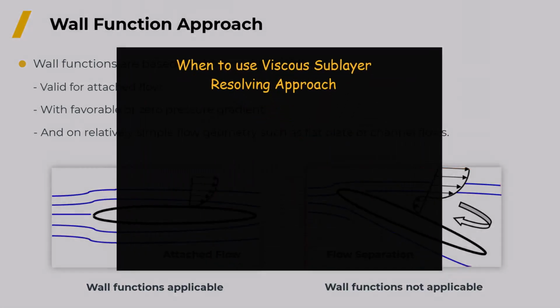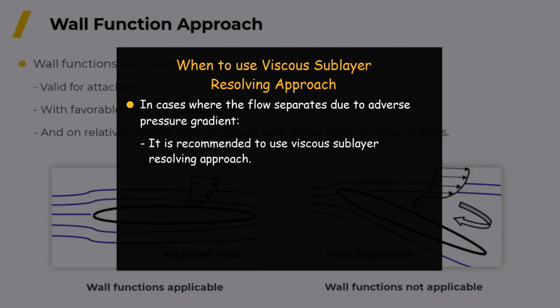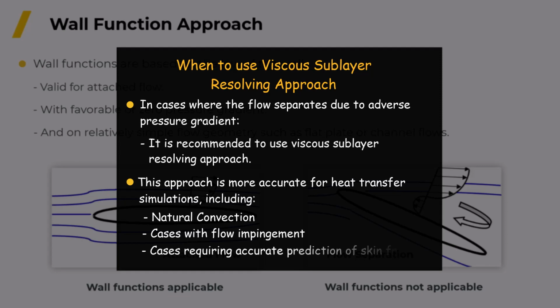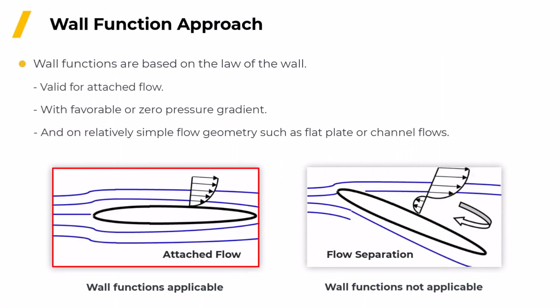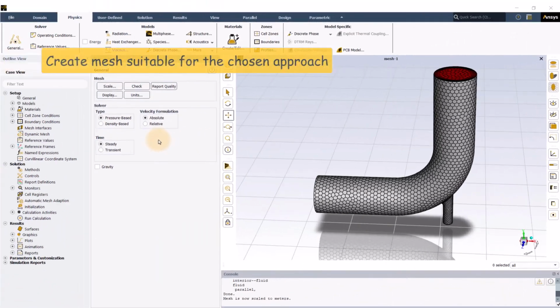For this case, and many other cases where separation takes place due to an adverse pressure gradient, it's recommended to use the viscous sublayer resolving approach instead. This approach is also more accurate for heat transfer simulations, including natural convection, and for cases with flow impingement, and also any cases requiring accurate prediction of skin friction, which means that for the case on the left, even though wall functions might be applicable, the viscous sublayer resolving approach might be more accurate if you can afford to create a fine enough mesh.